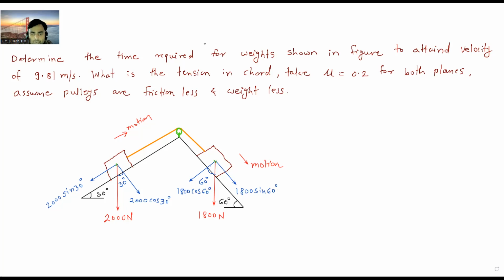Now the normal reactions are also there. If I draw the normal reaction, this is the normal reaction, and this one is the normal reaction. We will call this reaction R1 and this reaction R2. These normal reactions we have to find out to calculate the frictional force. Frictional force is also present. This is the direction of the motion, so the frictional force will be opposite to the direction of motion. This is the frictional force, which we will call F1; we will calculate its value. For the second block, the direction of motion is in this direction, so the frictional force will be in the opposite direction.